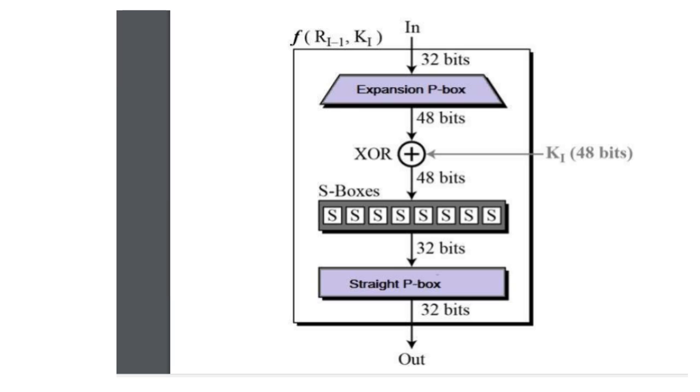The expansion D box takes the 32-bit input and expands it into a 48-bit output. Then it is XORed with a key of 48 bits, giving a 48-bit output from the XOR, or the whitener function. The S box is a compression box, because 48 bits are compressed into 32 bits with the help of the S boxes, and they go into the straight D box and come out as 32 bits of output. This is the normal functioning of the DES function.